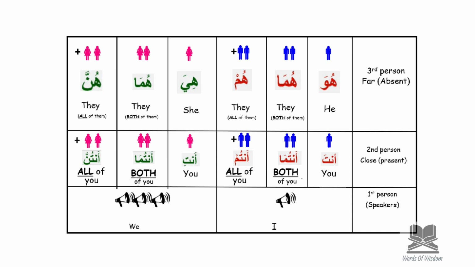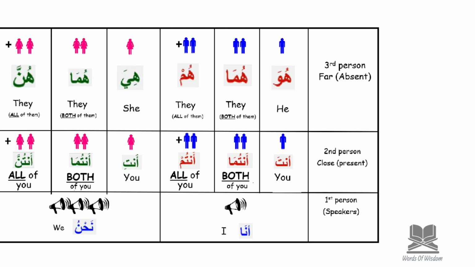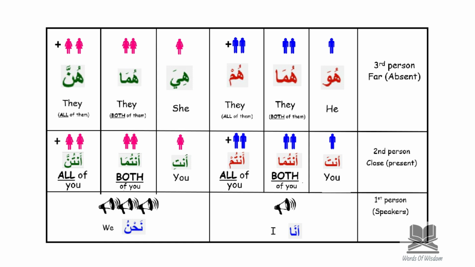So the men would be anta, you, antuma, both of you, antum, all of you. For the females, it would be anti, you, antuma, both of you, antunna, all of you women. Finally, first person would be ana, I, and nahnu, we. These are all of the pronouns in the Arabic language.